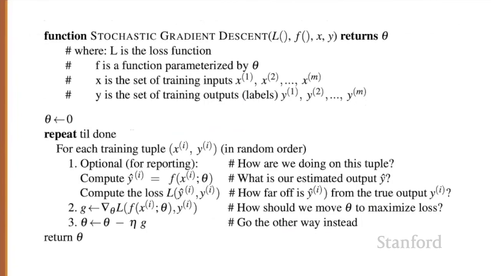So in summary, stochastic gradient descent is an online algorithm that minimizes the loss function by computing its gradient after each training example and nudging theta in the right direction, the opposite direction of the gradient. So for each training tuple, we compute y hat, we compute the loss, telling us how far off y hat is from the true output y. We compute the gradient to tell us in what direction we should move theta to maximize the loss, and we go the other way. The algorithm can terminate when it converges, or when the gradient norm is less than some preset epsilon, or when progress halts, for example, when the loss starts going up again on a held out set.